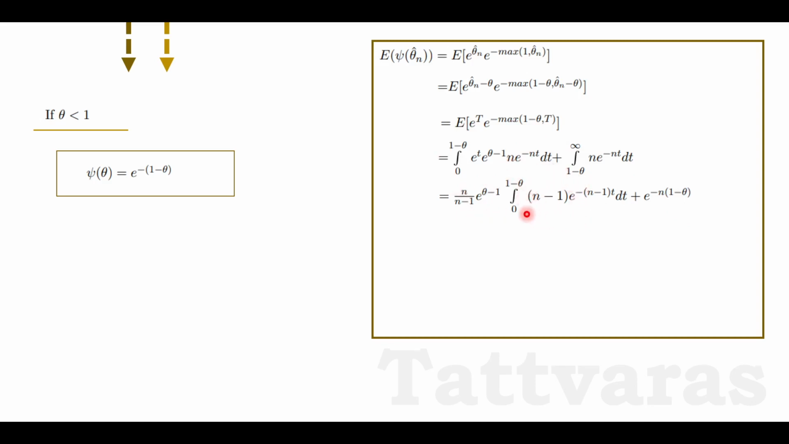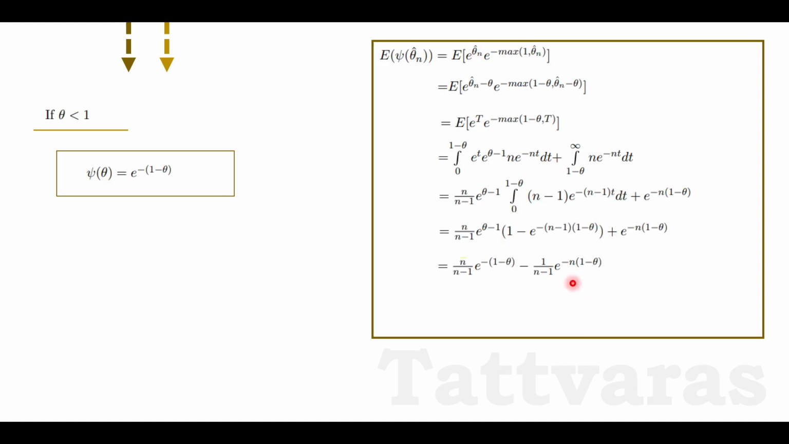Why? Because you can see that this is nothing but the PDF of an exponential distribution with parameter or rate n minus 1. So this is nothing but a form of a CDF of exponential, and we know what is the form of a CDF. That is what we are putting here, and this is here as it is. So this is the final form of the expectation. Okay?